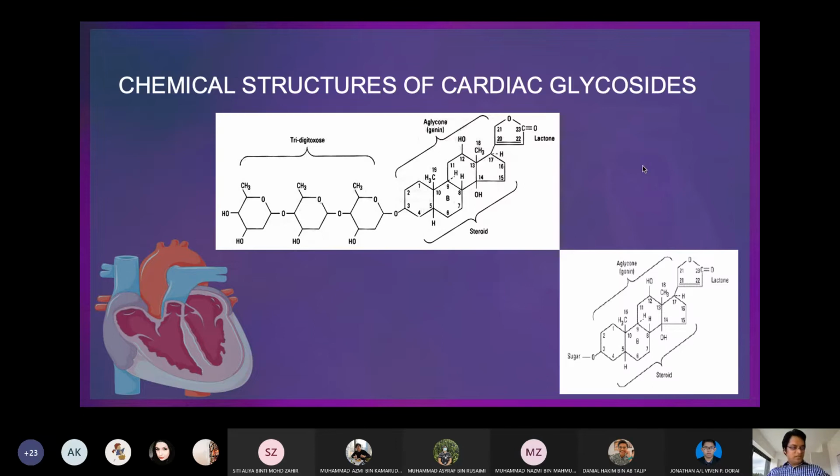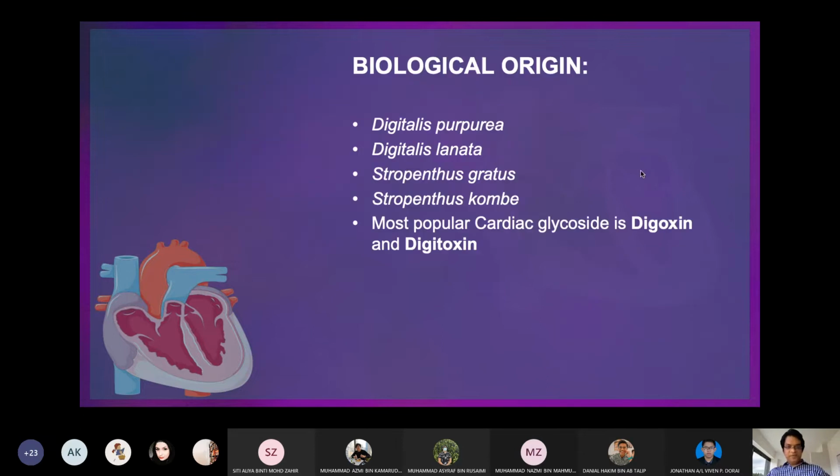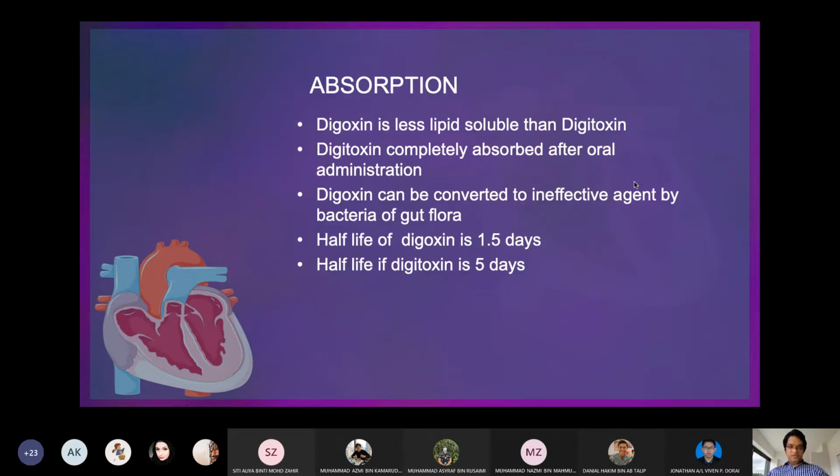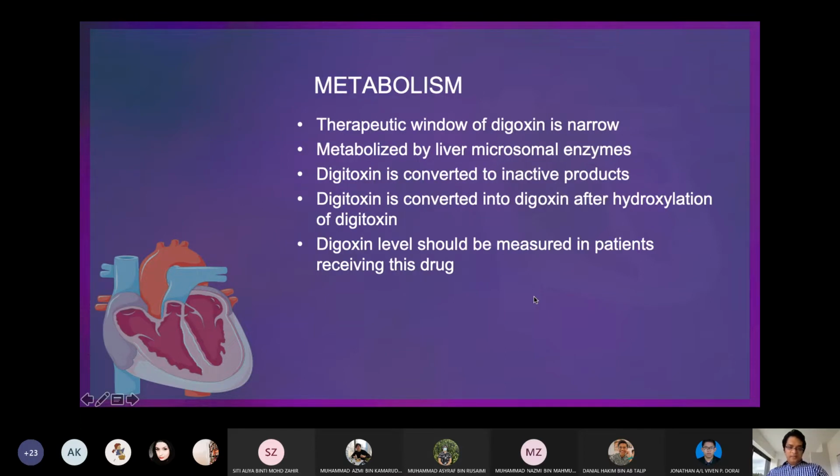This is the chemical structure. This is the natural source of this drug. Half-life is 1.5 days, or it can go even to 5 days. So one dose for 1 week should be okay because, as we said earlier, it is a very toxic drug, so you have to be very careful using it. Metabolism, I think nothing significant. It is metabolized in the liver and eliminated by the kidney.